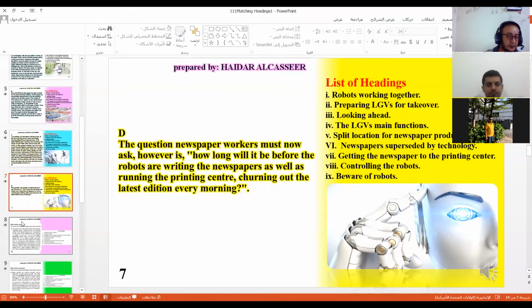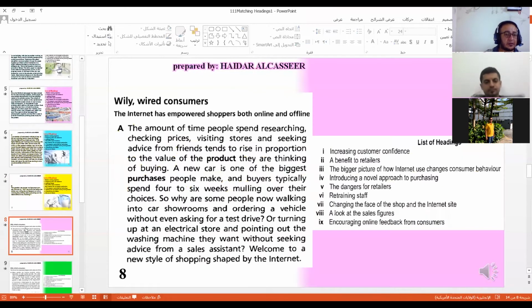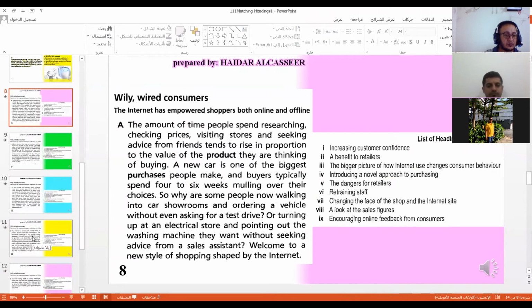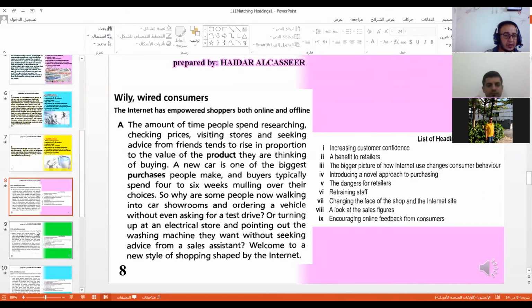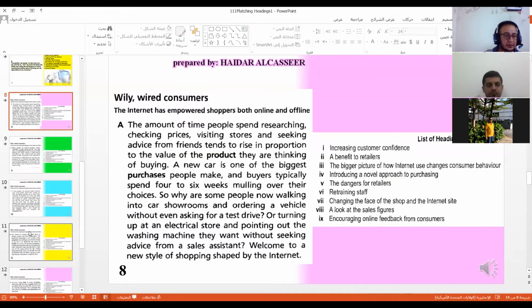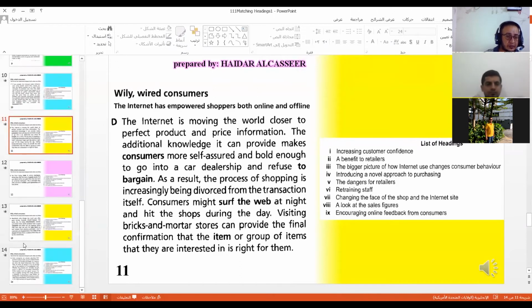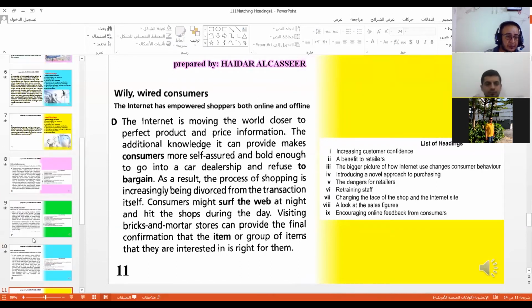No. Okay. Let's move here. I don't want you to start from this one. 8, 9, 10, leave them. Start from 11, from paragraph D. After you finish D, E, F, G, H, we will go back to paragraphs A, B, C. Take 3 minutes to answer this one, then we will do it together. D, start.